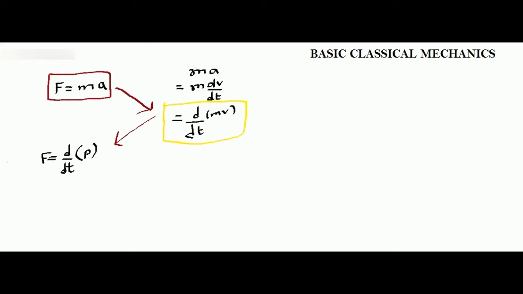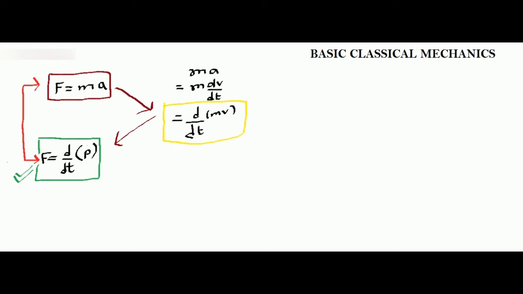Try to understand. No doubt these two equations, this and this, are the same, but really they say a lot of different things. In fact, the second equation says more. The second equation gives us more information than the first equation. That's why this equation is considered very crucial.